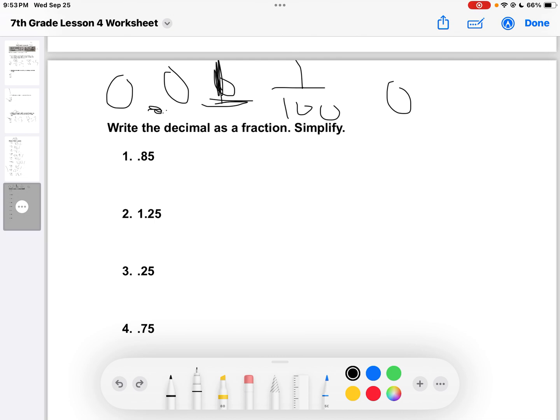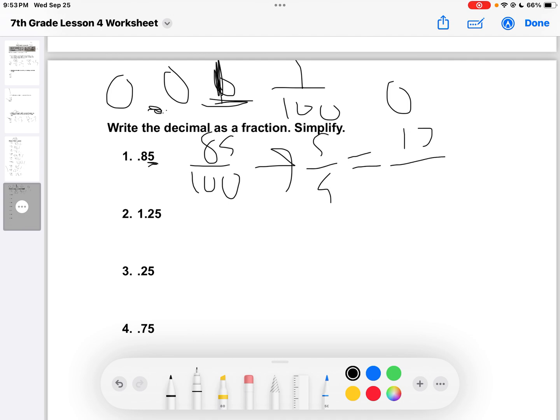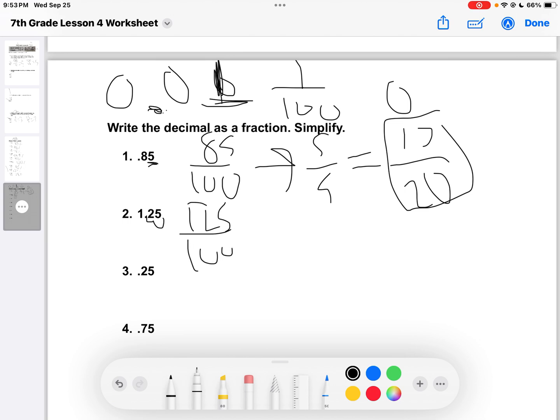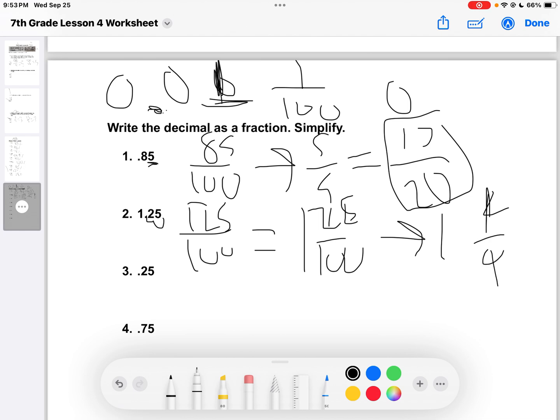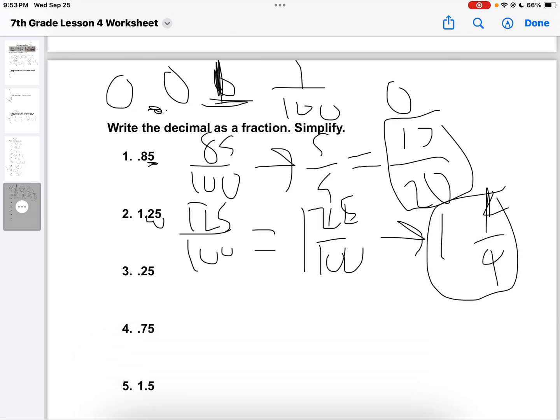So let's try number 1. 0.85 ends in the hundredths place, so it'll be 85 over 100. Be sure to simplify, divisible by 5 to get 17 over 20. Number 2, 1.25, 2 decimal places, so it's the hundredths, 125 over 100. Simplifies by dividing by 25 to 5 over 4. So 1 and 1/4.